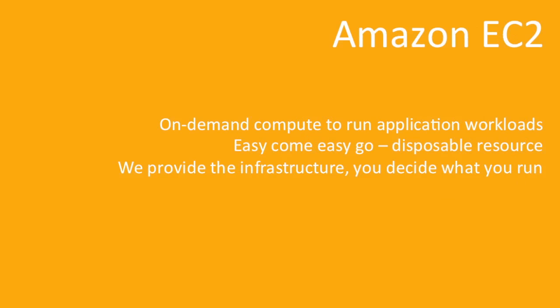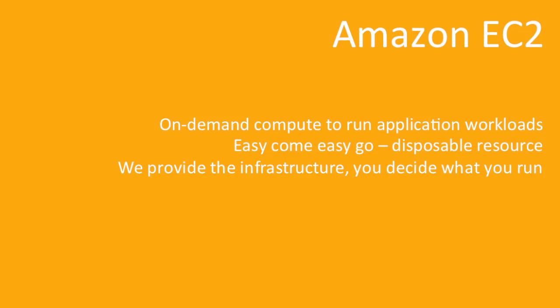So Amazon EC2, what is it all about? I mean, it's obviously an on-demand compute to run application workloads, anything from web applications to back office applications, data processing, analytics, and so on. And the core of it is that it's a disposable resource. And we'll talk about how you architect around EC2 to take account for that disposability, because it's an easy come, easy go kind of platform.